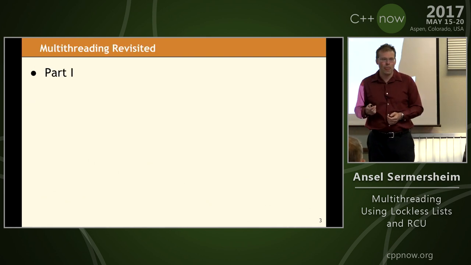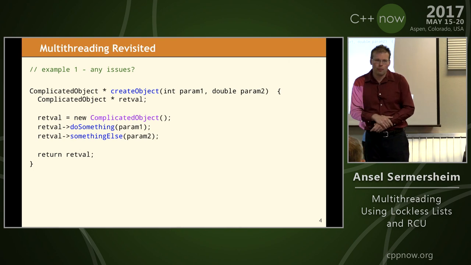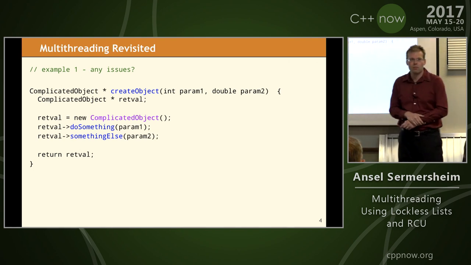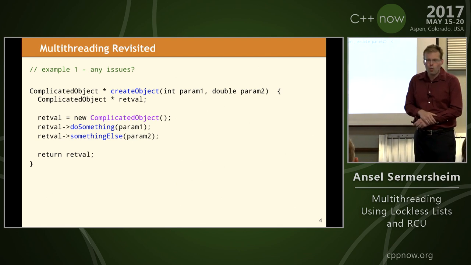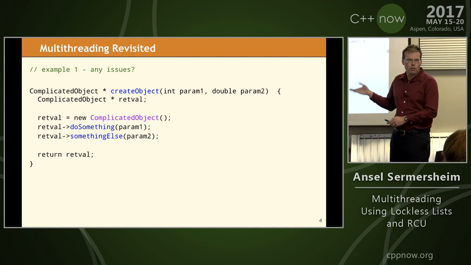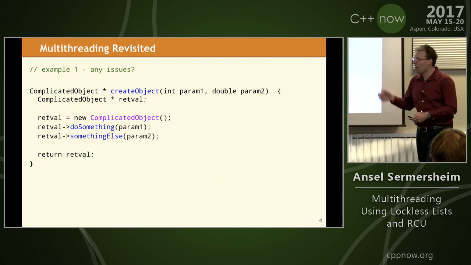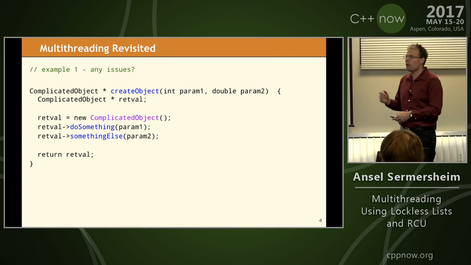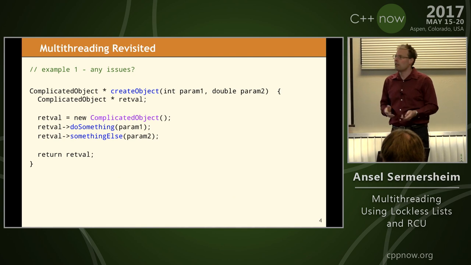So, by way of an example, first of all, if you were to see this in a code review at your company, would anybody have a problem with this code? Looks sort of like a factory pattern. We've got something returning a complicated object. It's taking some information, doing some things with it, and then returning the object. Any issues with this code?